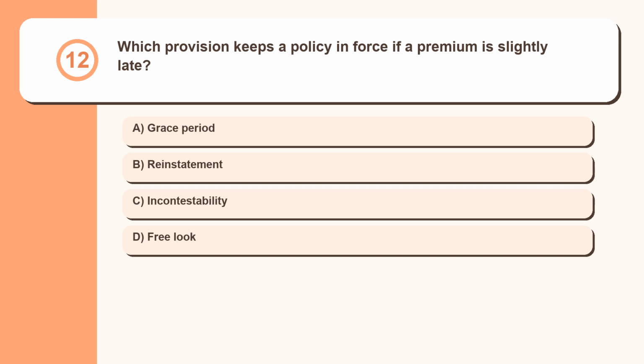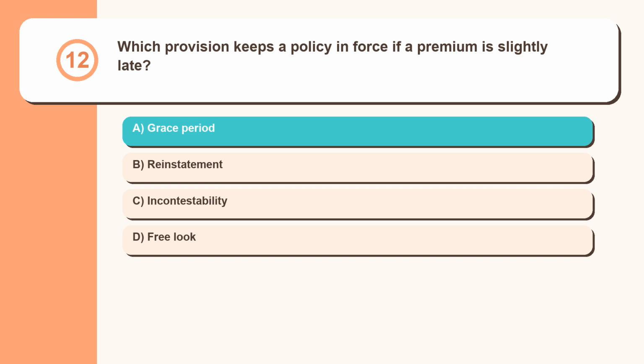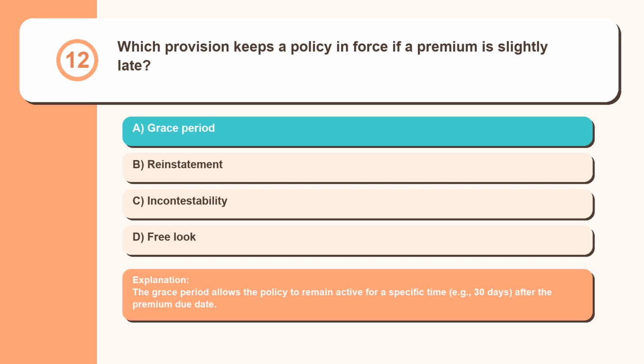Question 12. Which provision keeps a policy in force if a premium is slightly late? Grace period, reinstatement, incontestability, free look. The grace period allows the policy to remain active for a specific time, example 30 days, after the premium due date.